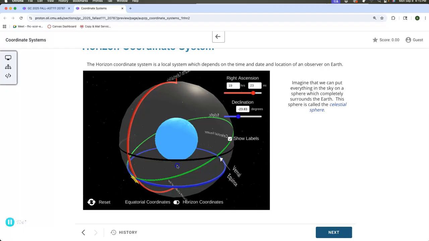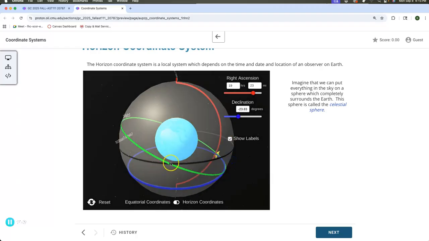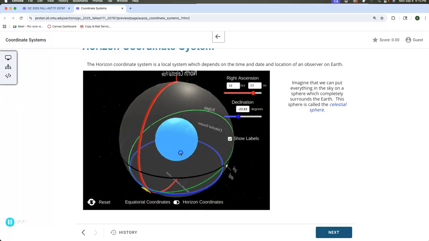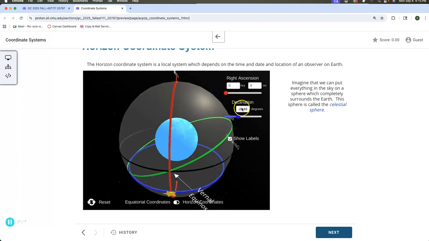And there are 2 days of the year where the sun is right on the celestial equator. Those are what are called the equinoxes. So the vernal equinox is the middle of spring, and the autumnal equinox is over here, which is the middle of autumn, the middle of fall. Right? And that, the vernal equinox, is where they decided to put 0 hours right ascension. So if I put 0 hours right ascension, 0 degrees declination, nope. There we go. That's where the sun is.